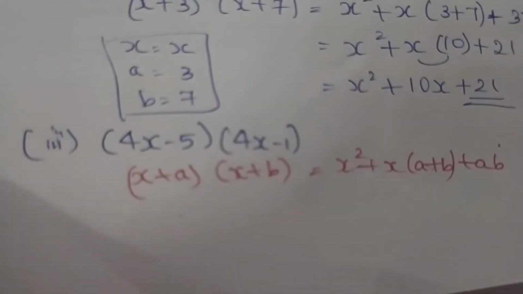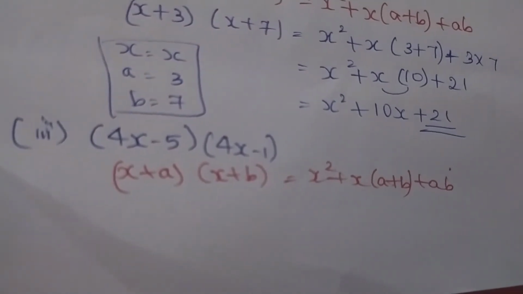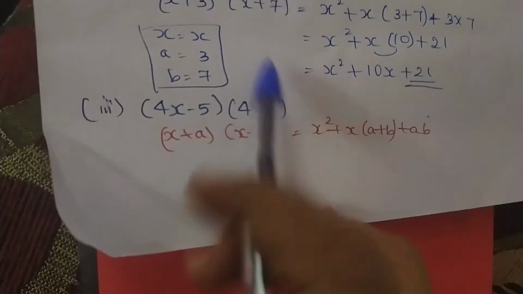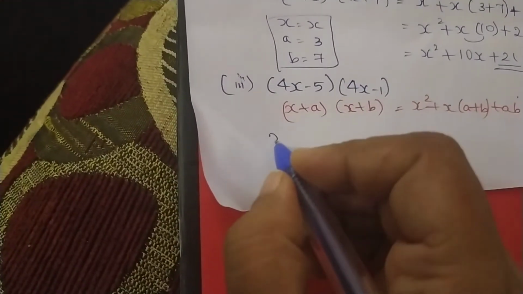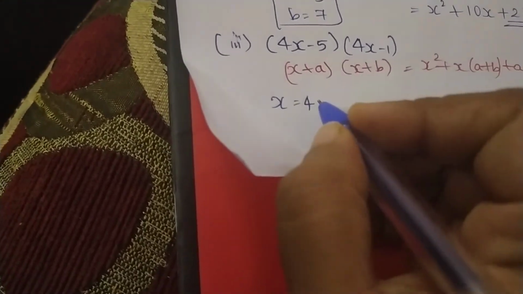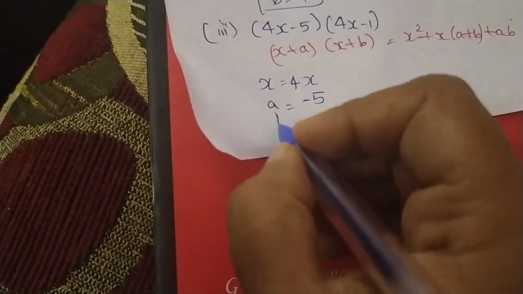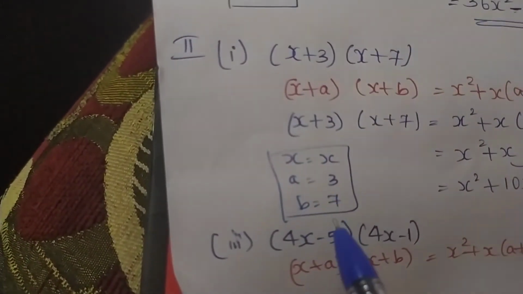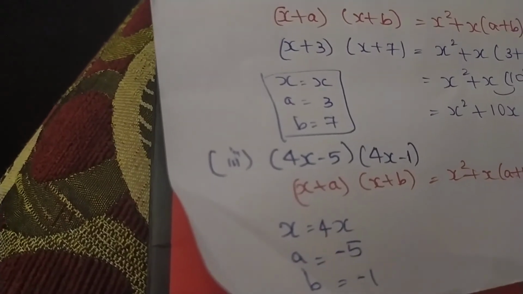Okay. So children, here again let us take what is x and what is a and what is b. So you see here (4x - 5)(4x - 1). So 4x common. So x is nothing but 4x. a is minus 5, b is minus 1. Why did we not take in the previous problem plus 3, plus 7? Because plus is understood, children, but when it is minus, we should write the values as minus.